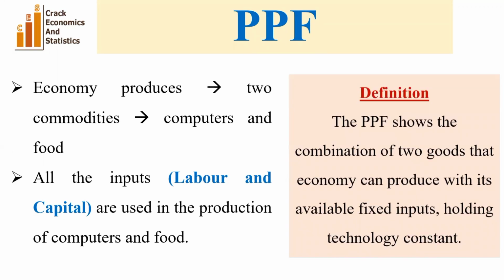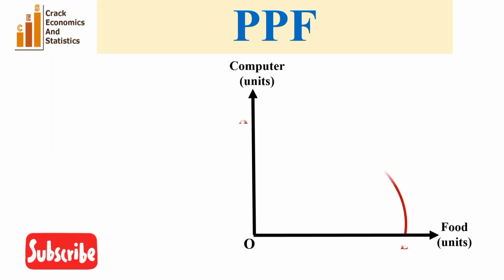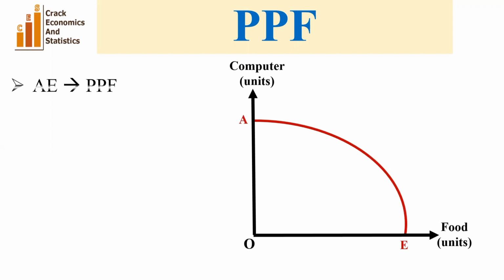So the production possibility frontier shows the combination of two goods that the economy can produce with its available fixed inputs, holding the technology constant. Let's understand the production possibility frontier with the help of the diagram. Food is measured along the x-axis and computers are measured along the y-axis. AE is the production possibility frontier.